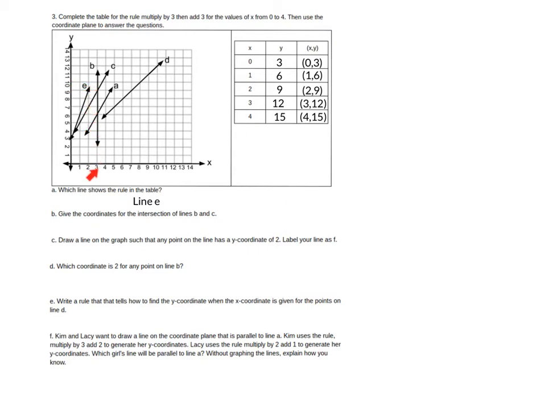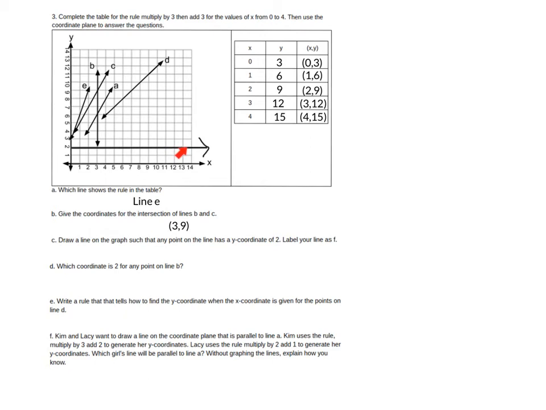Which is over 3, up 9. So over 3, up 9, so the coordinates are (3, 9). Draw a line on the graph such that any point on the line has a y-coordinate of 2. Label your line as F. So a line that has a y-coordinate of 2.